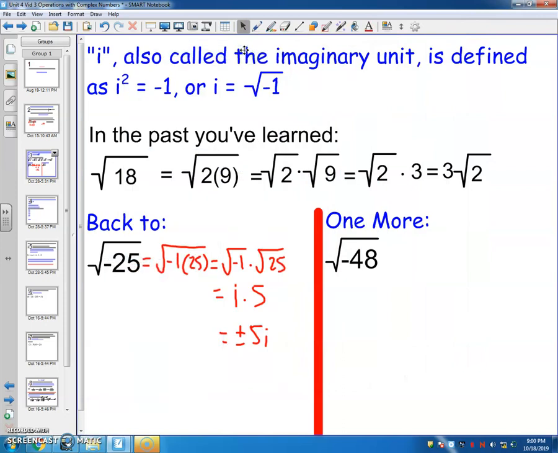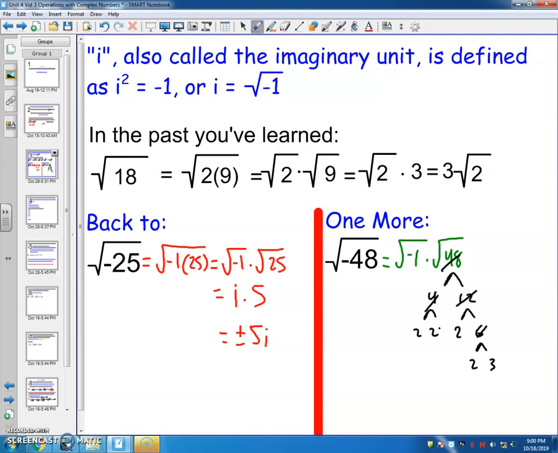We'll try another one. So this one's the square root of -48. I can change that into the square root of -1 times the square root of 48. We know square root of -1 is i. And the square root of 48, let me do it like this. Hopefully you learned this tree branch method. So we know 48 is 4 times 12. 4 is 2 times 2. 12 is 2 times 6. 6 is 2 times 3.